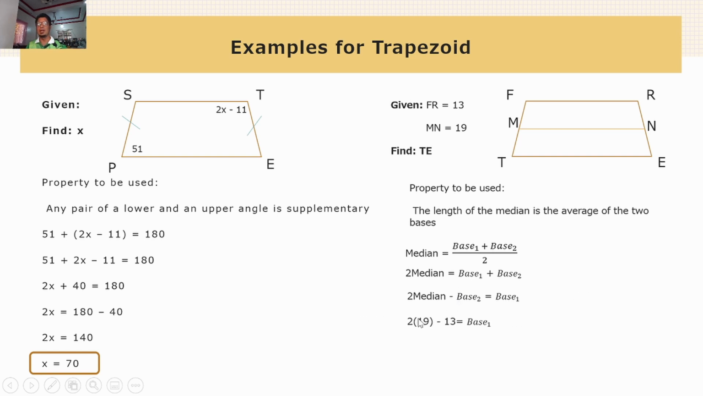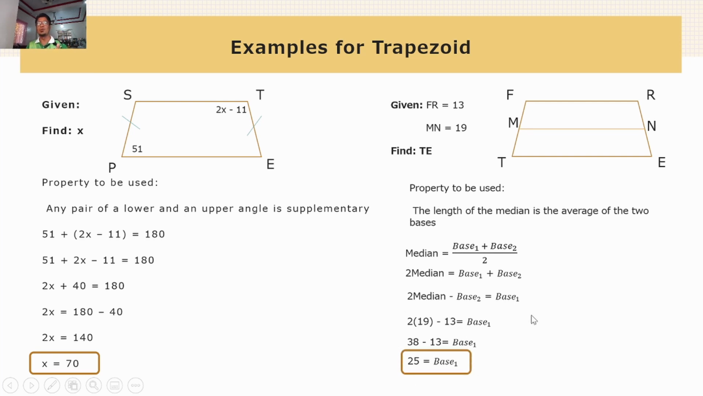Substituting the value, 2 times 19, MN yung 19 natin, minus 13 is equal to base 1. And 2 times 19 is equal to 38. Minus 13 is equal to base 1. What will be the value of the base 1 natin? Base 1 is equal to 25. So, ganun lang po. Kung alam natin yung gagawin, execute, we have here now our final answer.